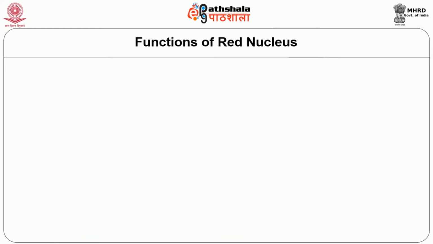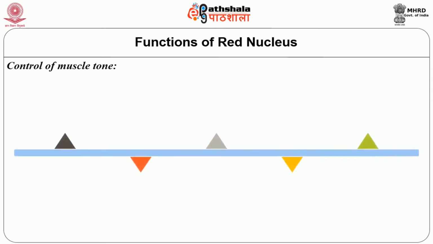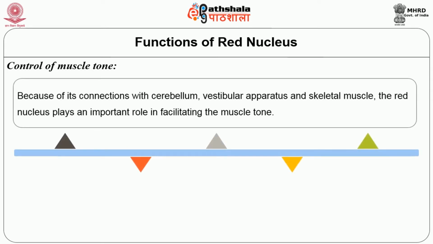Now let us move on to the functions of the red nucleus. It controls the muscle tone. Because of its connections with the cerebellum, vestibular apparatus and skeletal muscle, the red nucleus plays an important role in facilitating the muscle tone.